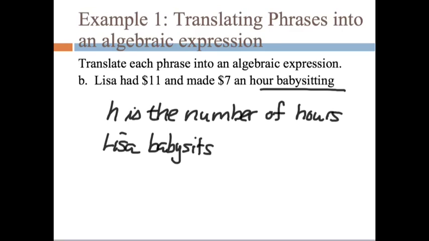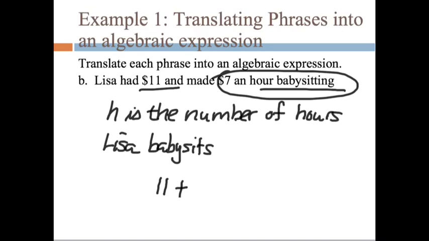So now let's see if we can put all this together. We know that she's already had $11. She gets $7 an hour for babysitting. How can we write an expression that represents how much Lisa has? Simply put, she's got 11 plus she's making some other money. What other money? The money babysitting. Therefore, we do 7 times H, or 11 plus 7H.